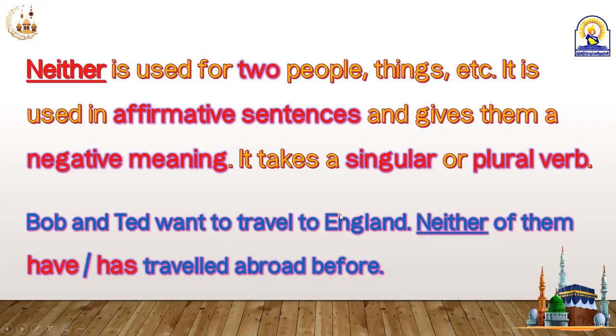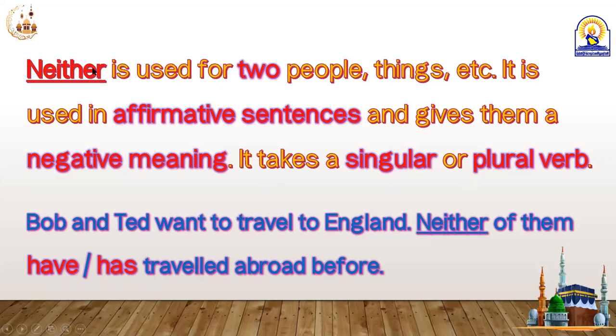So it means Ted never traveled abroad before, and Bob never traveled abroad before. When I say neither, I use it because I'm talking about the two guys, Ted and Bob. Neither of them have traveled or has traveled, as you like. Have is a plural verb, has is a singular verb, and both are correct because with neither we can use a singular or plural verb.